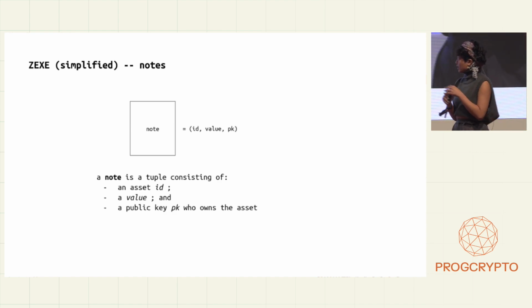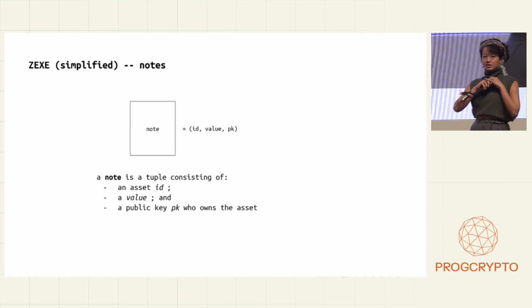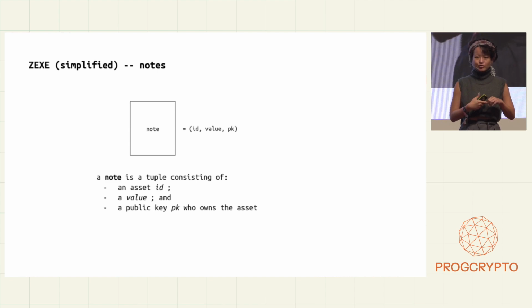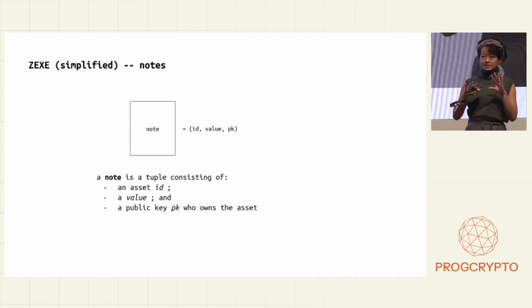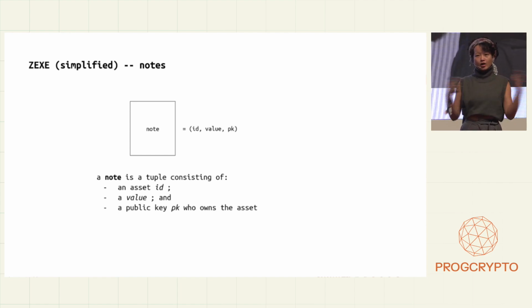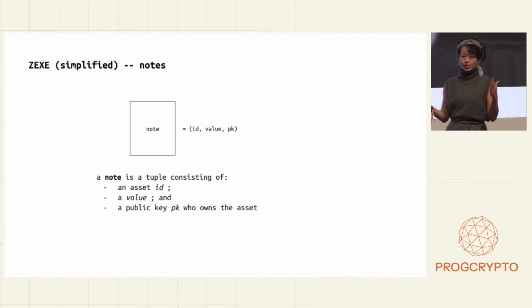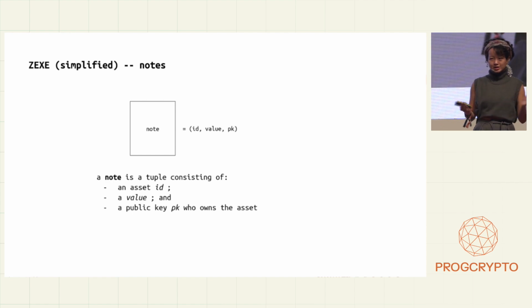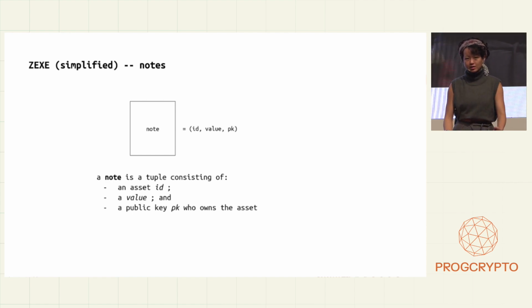So the first example is Zaxi, and I'm not sure how many people here are familiar with Zaxi. So basically, Zaxi is a protocol that allows you to specify arbitrary programs that you want to verify in zero knowledge. So if Zcash is a protocol for payments in zero knowledge, Zaxi is a protocol for arbitrary programs in zero knowledge.